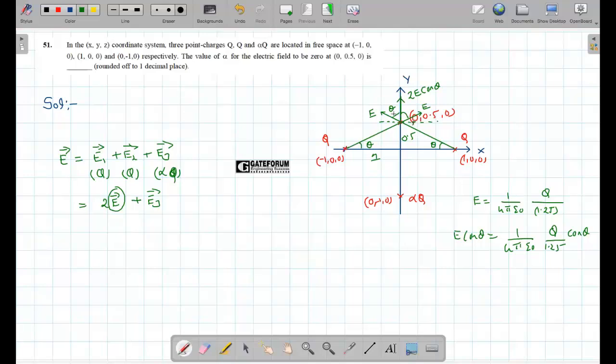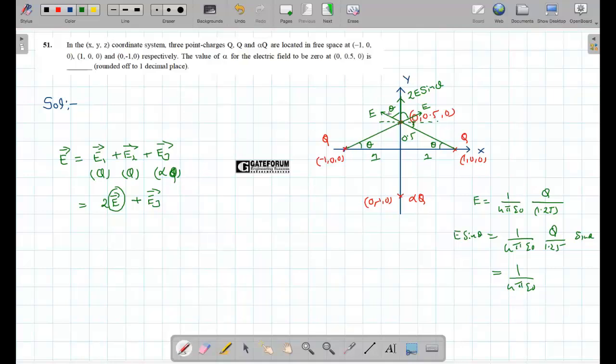Sorry, this will not be cos theta. This will be sin theta here. Mistake here. I have taken the angle rotation differently, so let me just correct this. This one is theta, and theta and theta. That is 1 upon 4 pi epsilon naught. Please recheck it once again. This one is 1, so sin theta is what?